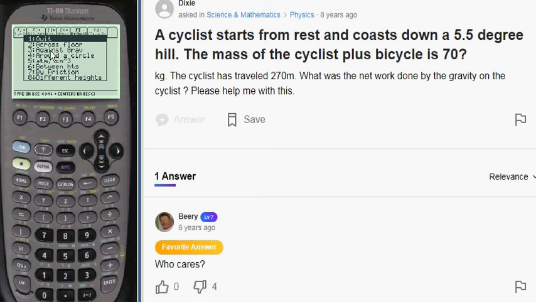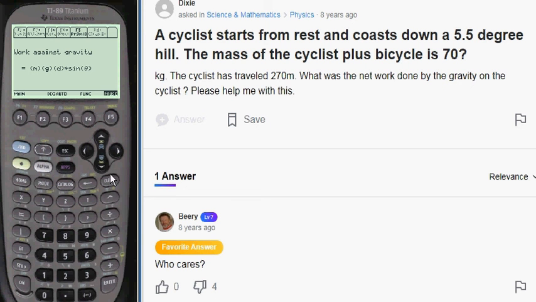Now here's against gravity. You can go there, or we can actually look for the variables that are given. So here's mass, distance, and theta. Okay. Choose that. And here's the formula for it, work equals m g d times sine of theta.